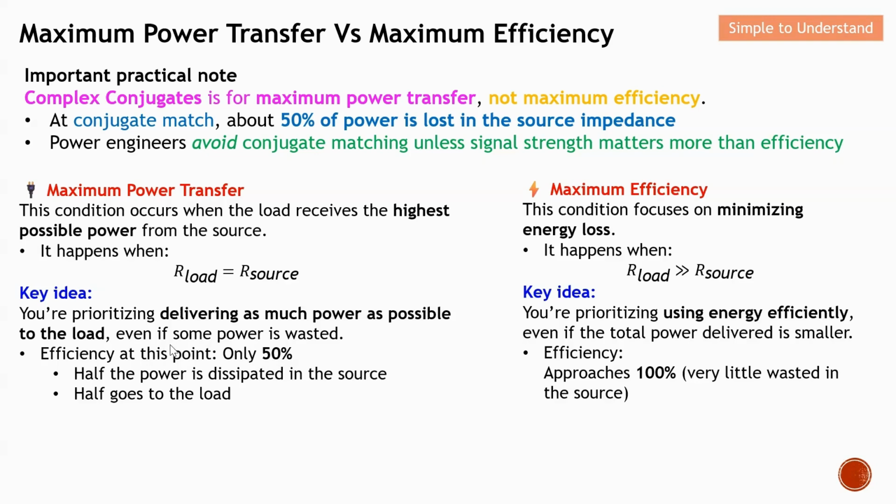Because half the power will be lost in the source, while another half will simply go to the load. As for maximum efficiency, if you still remember, we want to minimize the loss as much as possible. So therefore, we need the load resistor to be much bigger compared to the source. With this, you almost approach 100%, and in fact, very little will be wasted in the source. So this is actually the key difference between maximum power transfer and maximum efficiency.